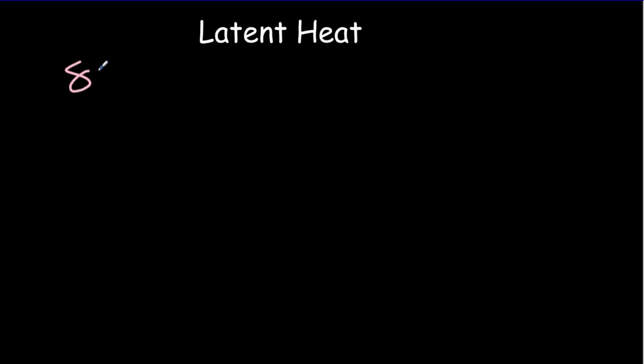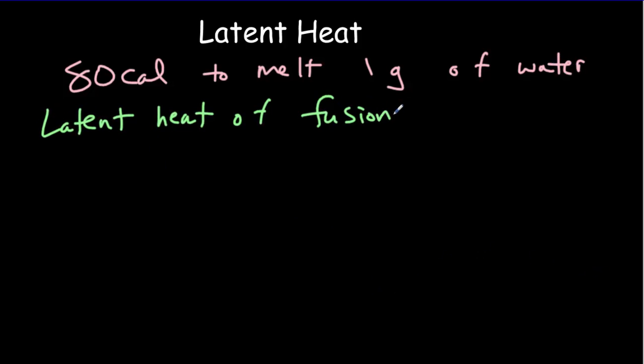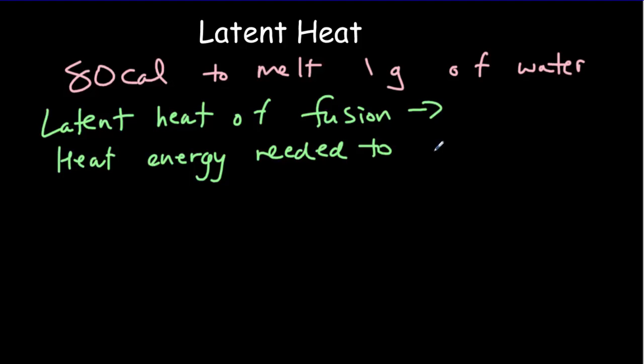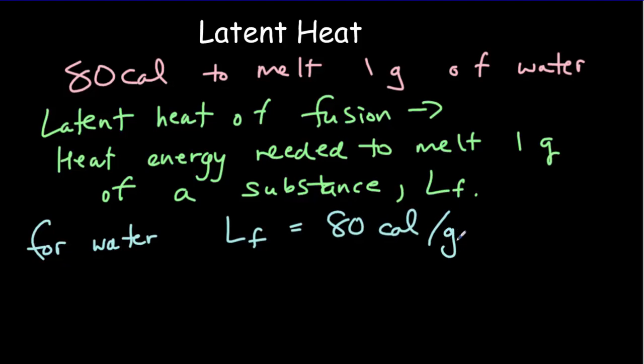So we just said it takes 80 calories to melt 1 gram of ice. And we have something that's called the latent heat of fusion. And it would be defined this way. It's the heat energy needed to melt 1 gram of a substance. And we give it the symbol L with a subscript F for fusion. So for water, the latent heat of fusion is equal to 80 calories per gram.